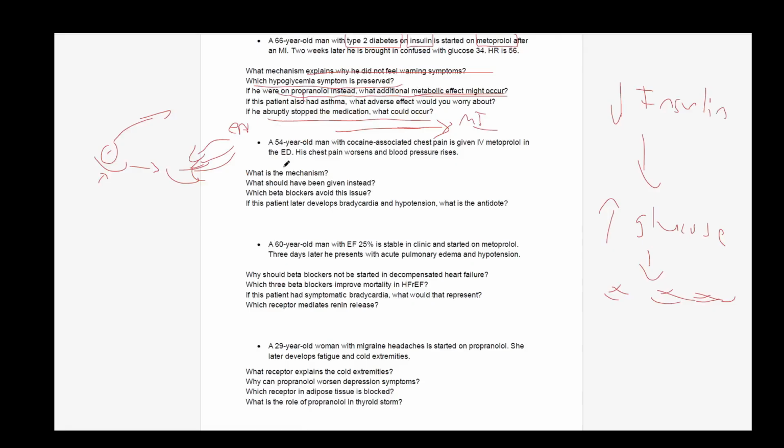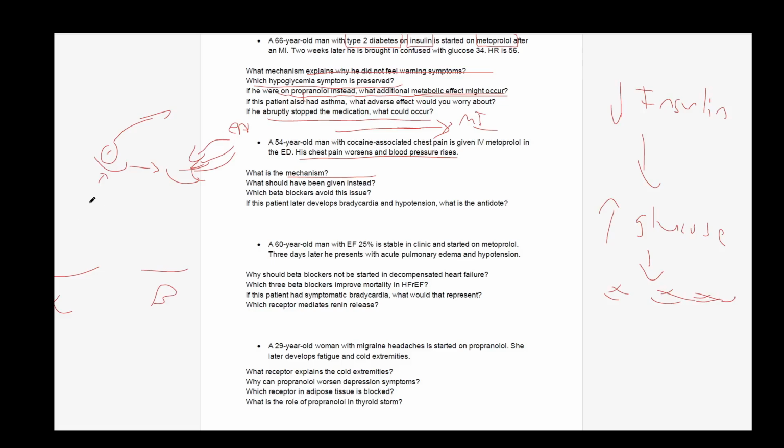And then next up we have a 54-year-old man, cocaine-associated chest pain, given IV metoprolol in the ED. His chest pain is worsened and blood pressure rises. What is the mechanism? This is caused by unopposed alpha vasoconstriction. There's alpha receptors and then beta receptors, alpha causes vasoconstriction, beta receptors cause vasodilation in certain parts of the body.